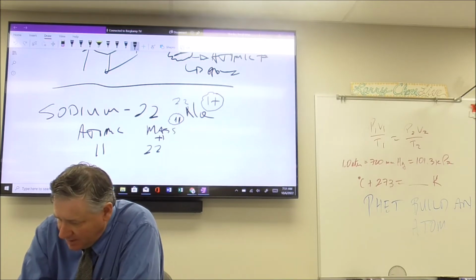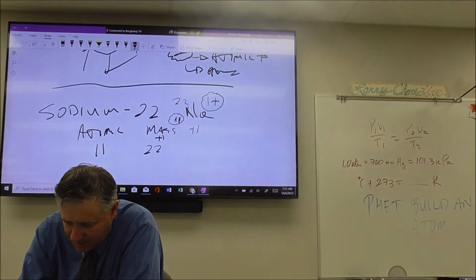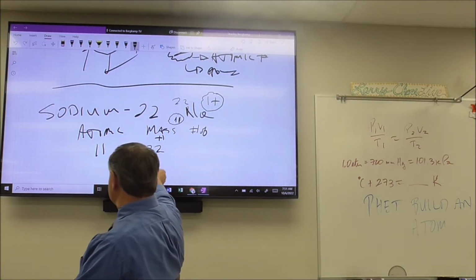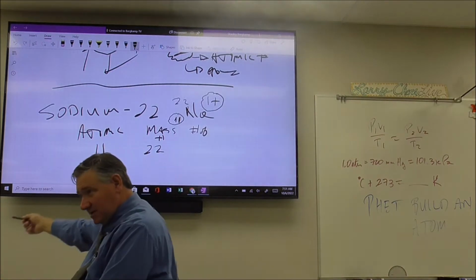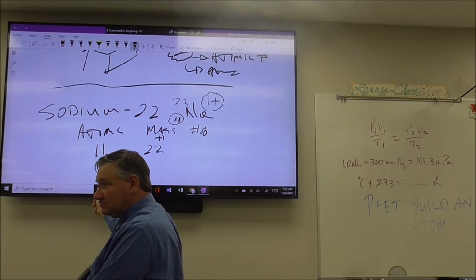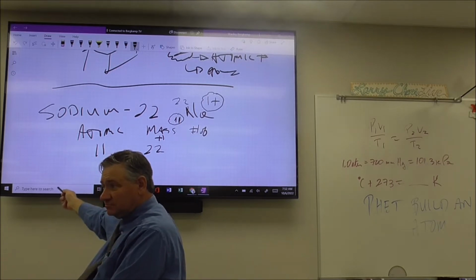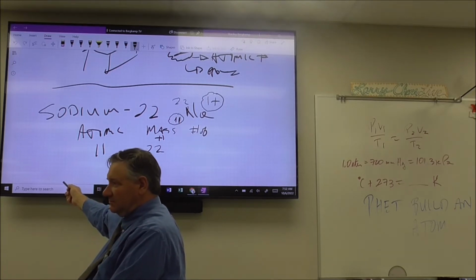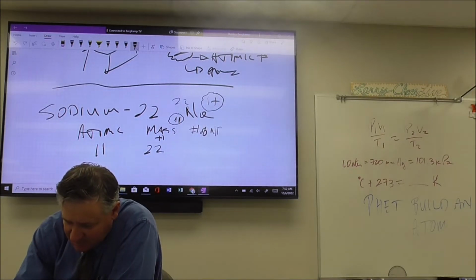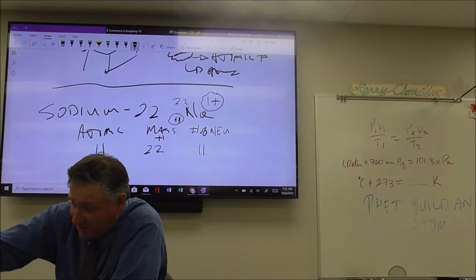Okay, and then you've got number of neutrons. So here's the deal. If the mass number is 22 and the atomic number is 11, Peyton, how many neutrons are there? There's going to be 10 neutrons. Or not 10 neutrons. Sorry, 11. 11 neutrons, okay? So there's going to be 11 neutrons, okay? You got to the next column.